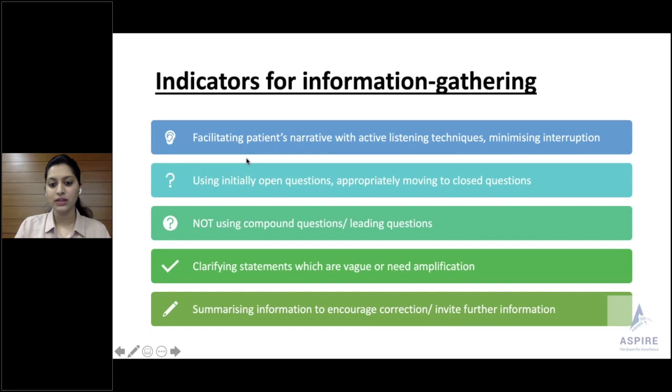Using initially open questions and appropriately moving to closed questions. So like I already mentioned earlier, in the beginning of your case note, you will be asking them a lot of open questions because you want to gather information so that you can come to a natural conclusion. You can tell them the management plans, and you can complete your task towards the end of it. So naturally, once you begin with open questions and you gather a lot of information, you can go into close-ended questions regarding one particular bit of information that they have given you, something that will help you, say, in your management plan. Not using compound questions or leading questions.